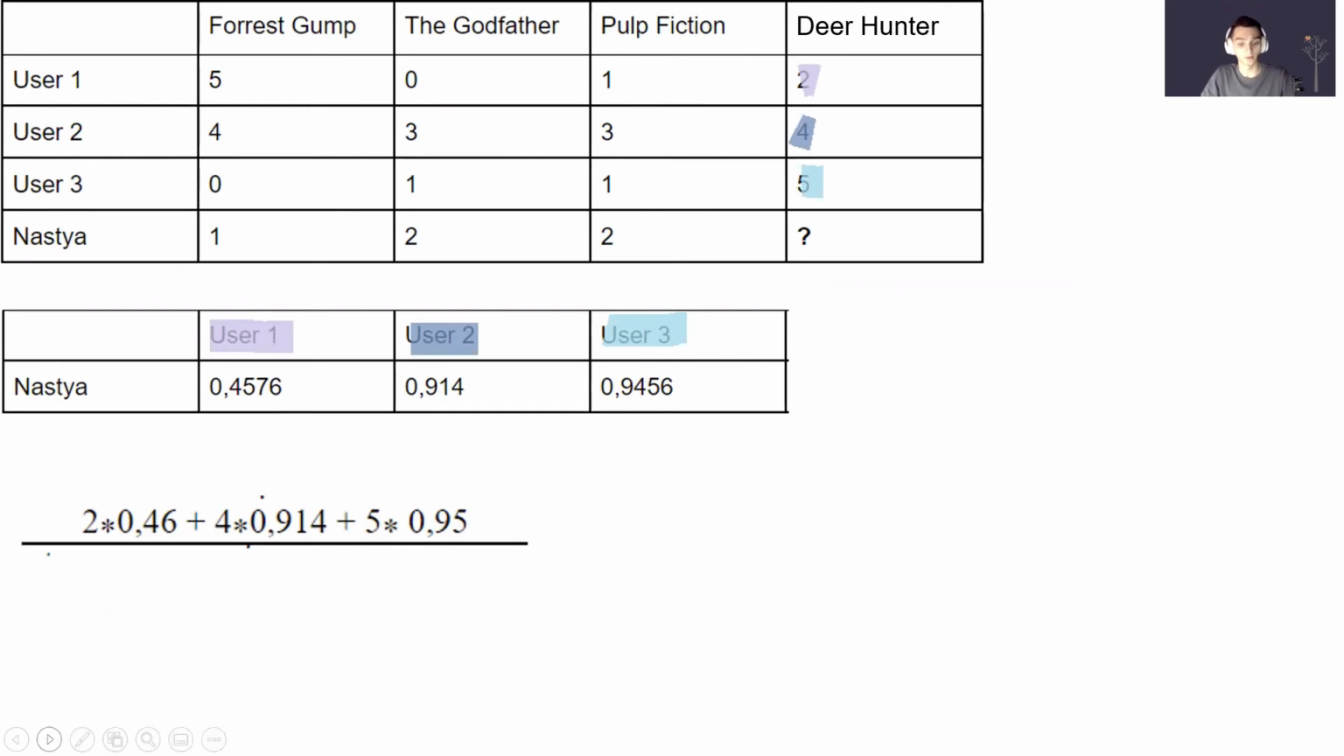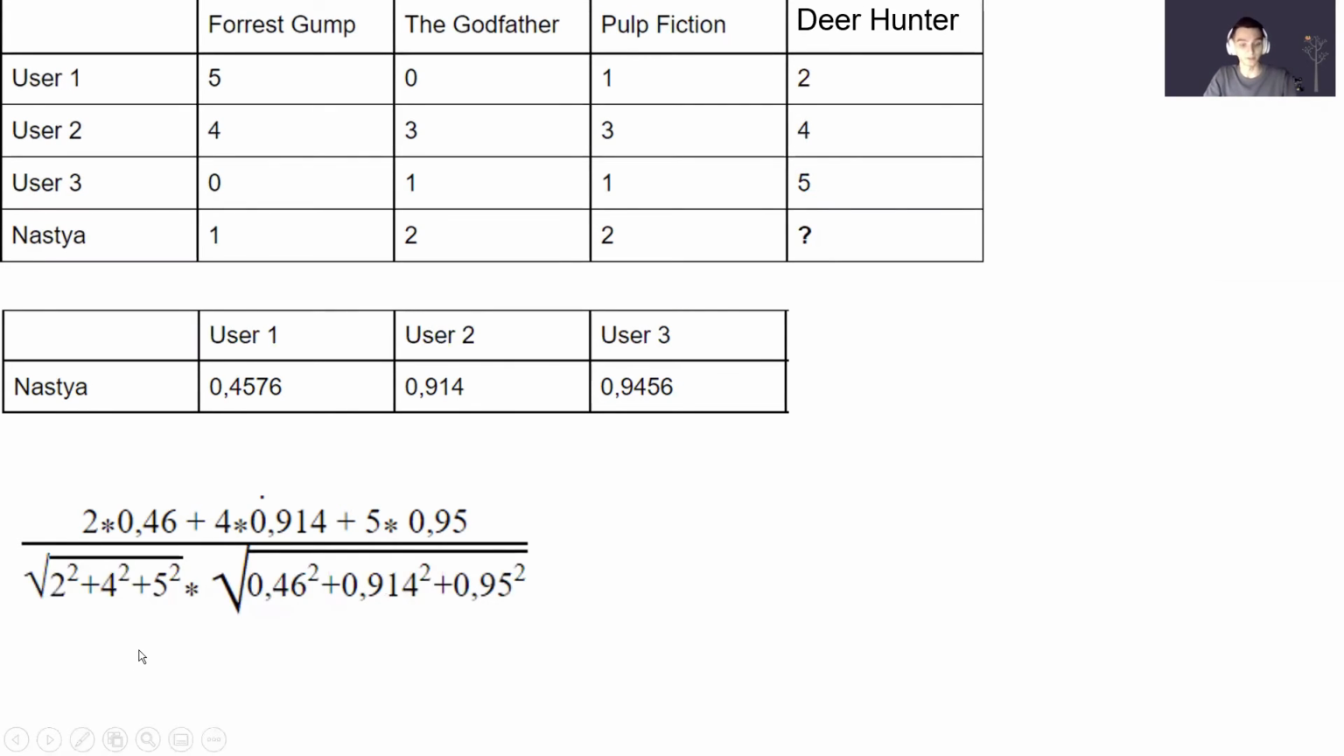And now we will finally calculate the grade that Nastya will most likely give to the film Deer Hunter. We will use the calculated measures during the process. Again, in the numerator, we put scores that other users gave to the Deer Hunter and multiply them by the cosine measures that we got before. And we can see that user 3 is the most correlated user with Nastya because he has a higher cosine measure.